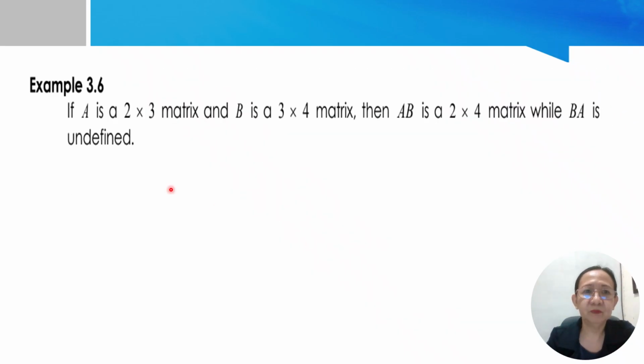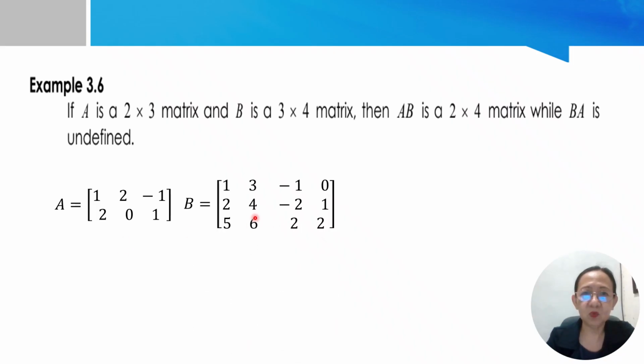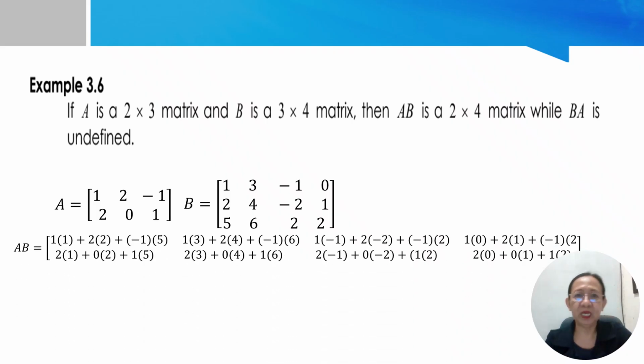Example 3. If A is a 2 by 3 matrix and B is a 3 by 4 matrix, then AB is a 2 by 4 matrix while BA is undefined. So, if A has the entries 1, 2, negative 1, then 2, 0, 1 for the second row, then matrix B, we have here, is a 3 by 4 matrix. So what will happen if we are going to get our AB?